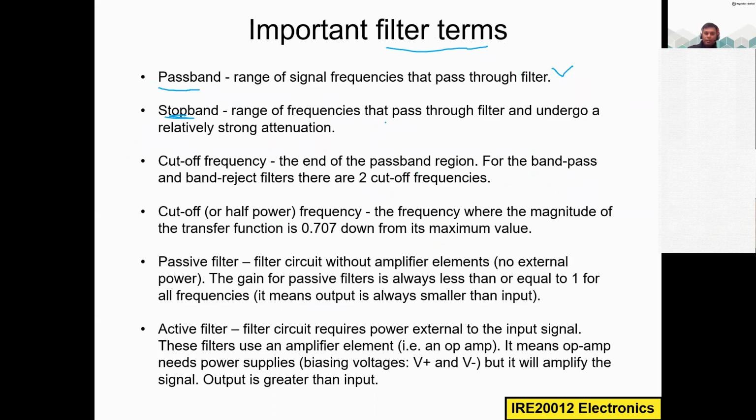So range of frequencies that pass through the filter and undergo a relatively strong attenuation. So under strong attenuation, that is a stop band. So pass through filter, that is a pass band.